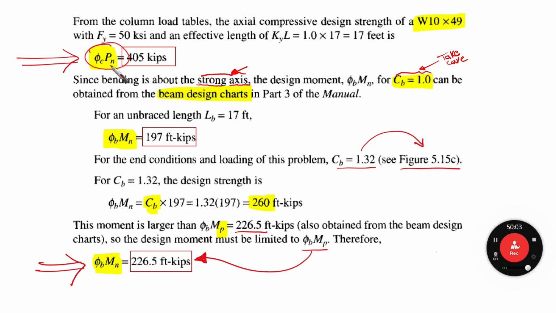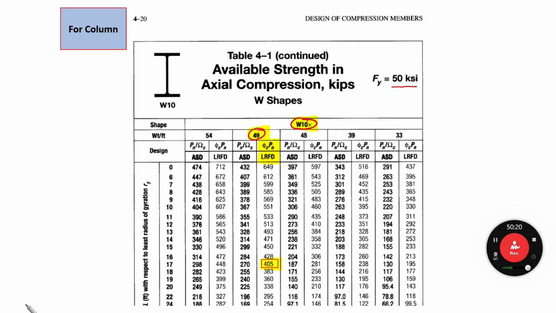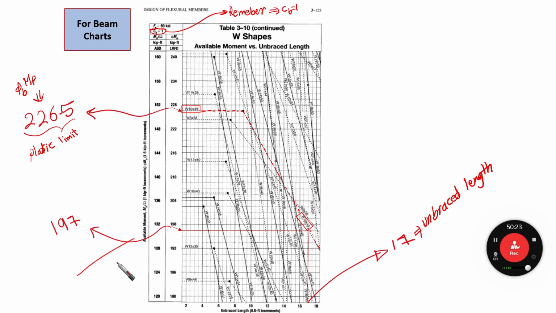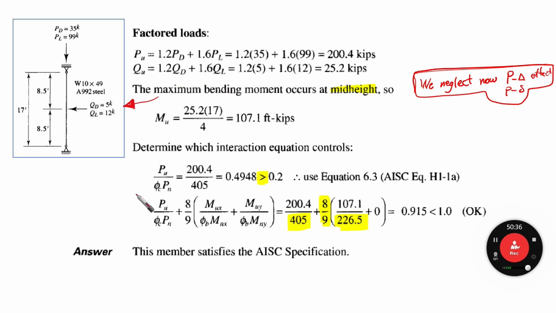We need phi c Pn, which is related to the axial term. We need to obtain it first, and then we need to obtain phi b Mn, which is the available moment strength for our section, the second important term here. And then we use the column charts and beam charts, and we used the actual value of Cb. Take care of it because it really increases the available moment strength by 30% in our case here. And then we substituted in the equation, and we found that our interaction equation is 0.9, which is almost okay for this cross section.